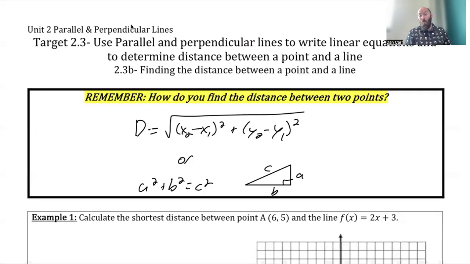Today we're looking at 2.3. We're going to look at using parallel and perpendicular lines on a graph, and we're going to find very specifically the distance between a point and a line.